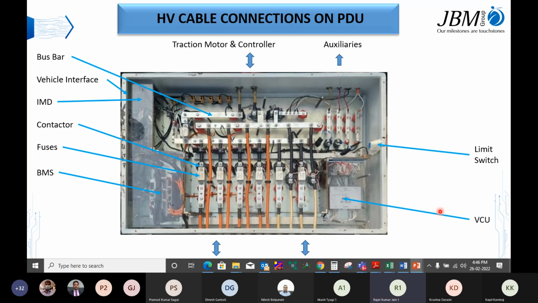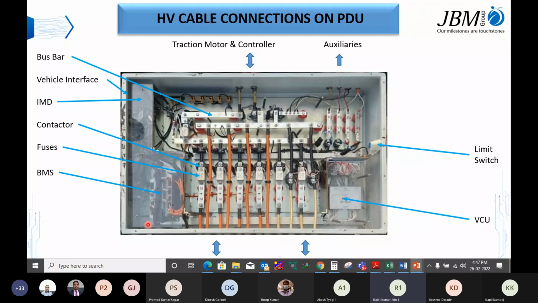Okay, let's start from the left side. We have two types of PDU. The bigger one is for the 12-meter vehicle, and the smaller one is for the 9-meter vehicles. All 9-meter vehicles will have the same outer dimension of PDU, and the 12-meter will have the same. And the size of the PDU depends on the number of battery strings we are using.